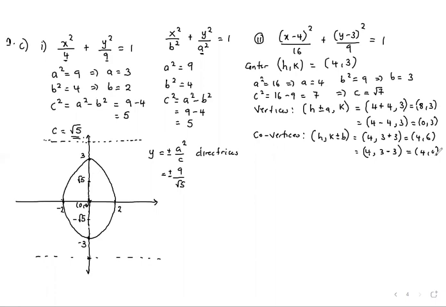And then we need the foci, which is given as H plus or minus C, comma K. We have H, which is 4, plus C, the root of 7, comma 3. We also have 4 minus the root of 7, comma 3. So you can sketch this graph.